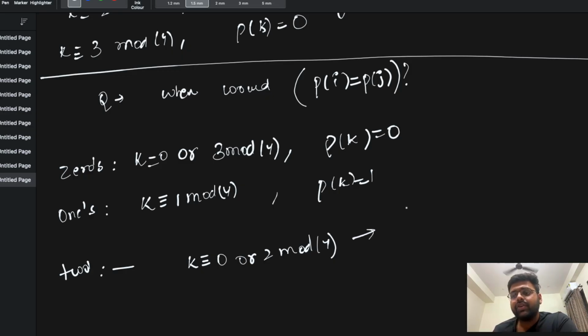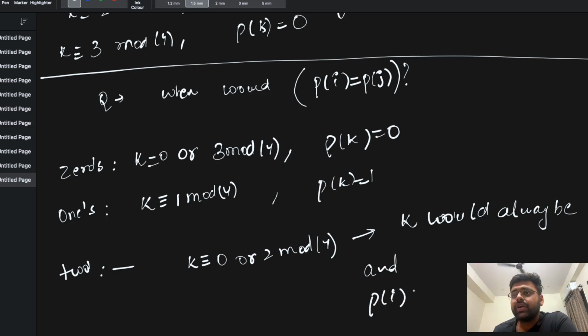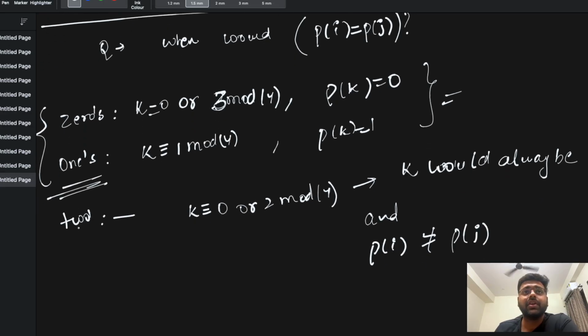in this case, when you solve ahead, you will see that your k would always be increasing, and pi would never be equal to p of j. Only these would be the two possibilities where your pi would be equal to pj. Once we have deduced this particular logic, what we have to do is find and calculate all of the possible zeros and ones.